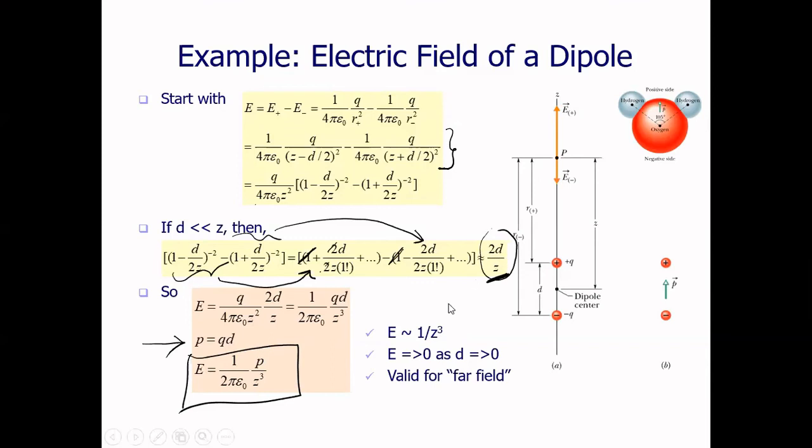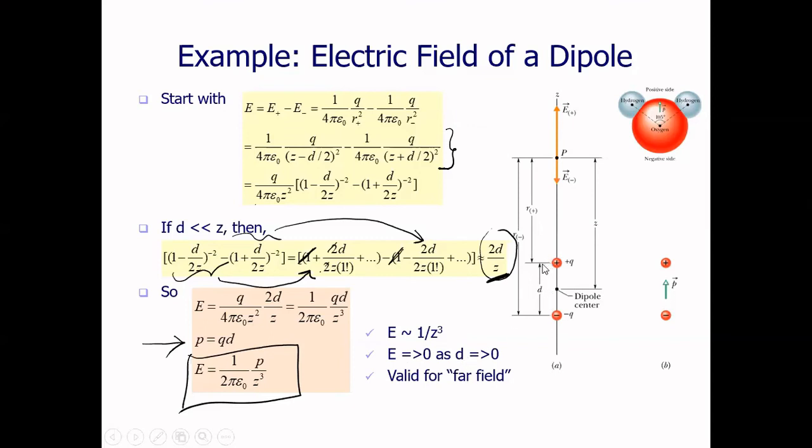So the electric field is proportional to 1 over Z to the power 3. The other point to take note of is that the electric field is always greater than or equal to 0, meaning it is always positive, because D is always positive.